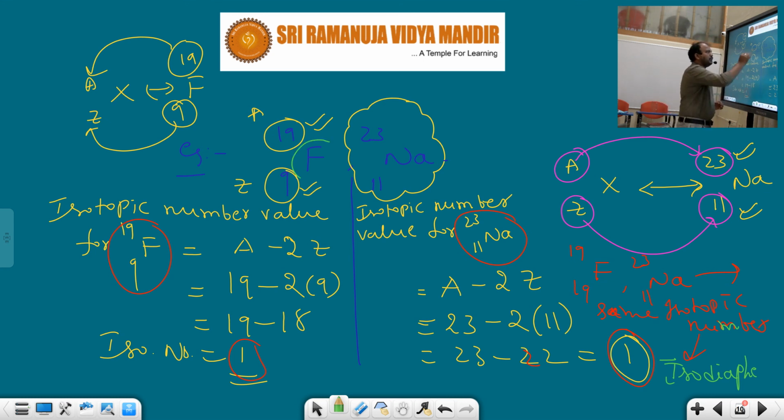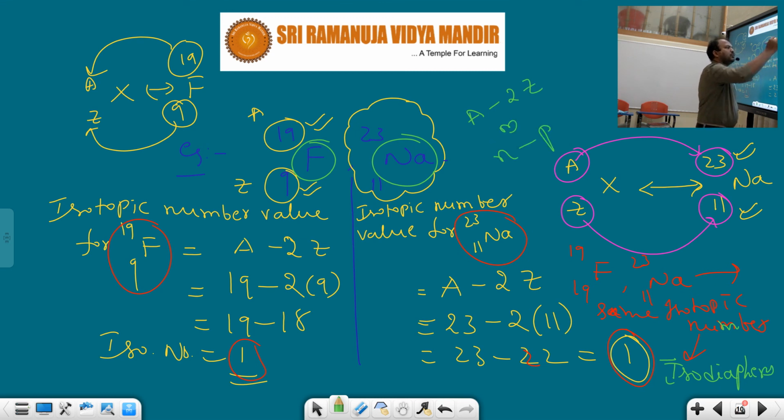Isodiaphers: if you take two different elements which have the same isotopic number value, those elements are called isodiaphers. What is isotopic number value? It is mass number minus double the atomic number, or the difference between neutron number and proton number. In this case, the example of isodiaphers is fluorine 19, 9 as well as sodium 23, 11. This pair is called isodiaphers.